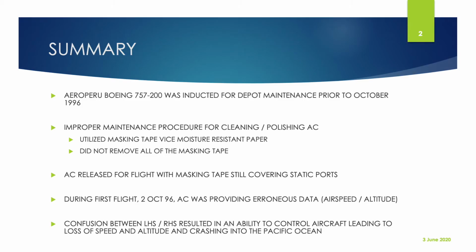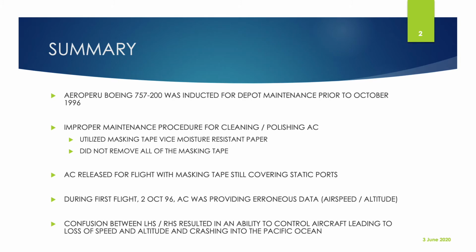In summary of the accident that occurred in 1996, AeroPeru were operating a Boeing 757 that was inducted for depot level maintenance in about May of that year. It was noted in the articles that there was a series of improper maintenance procedures used by technicians for cleaning and polishing the aircraft. Two of them came down to utilizing masking tape to cover up the static ports on the aircraft as opposed to a moisture resistant paper. We could have a debate whether or not masking tape is considered moisture resistant paper, but I don't think that's what Boeing was referring to.